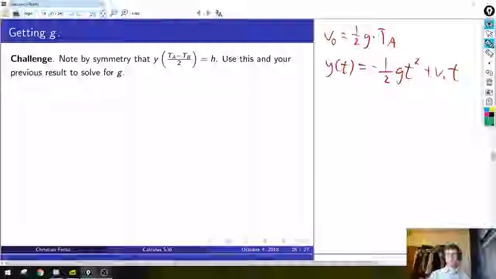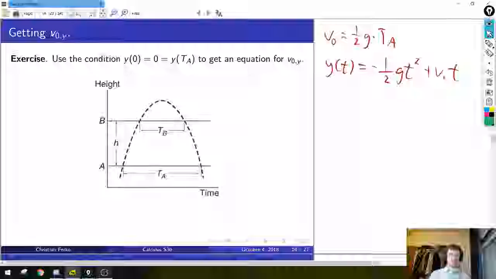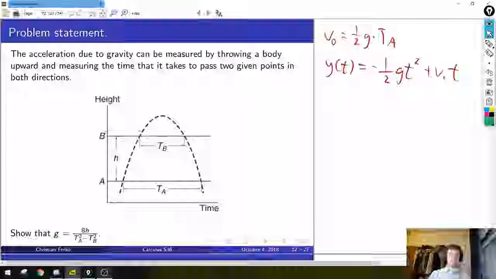Remind me, what is h here? h is this known height. So we were trying to measure g, and we said, all right, I'm going to throw something up, and I'm going to measure the time that it takes to pass this given height on the way up and this given height on the way down, right? So h is known. Our answer can contain h.